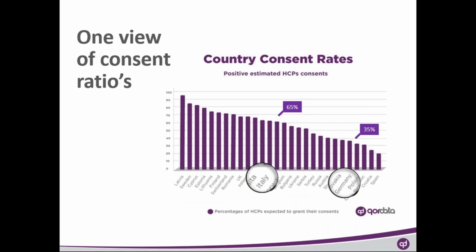So I want you to focus on a couple of countries. As I mentioned in terms of case studies, I will focus on a few of those countries. The first one is Italy, which has a consent ratio of around 65%. The second one is Germany at 35%. So I'll come back to these specific ones, but you have a quick overview of consent across the board, from as high as 95% in Latvia to a lower percentage, around 20% in Spain.